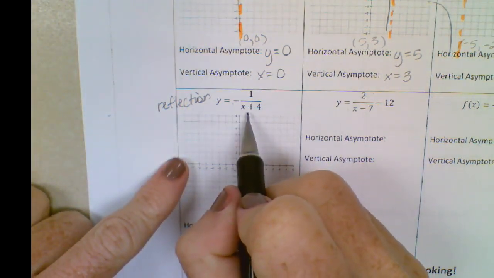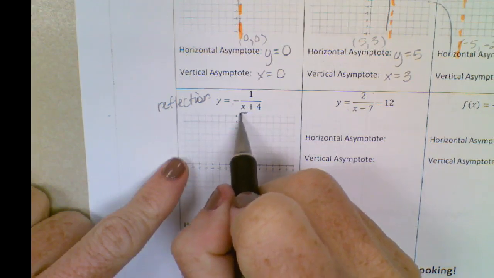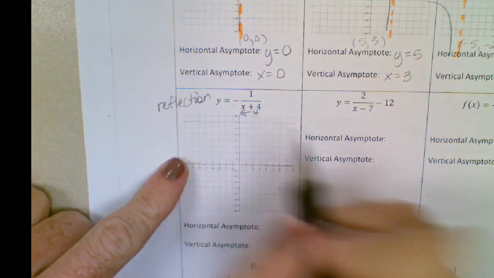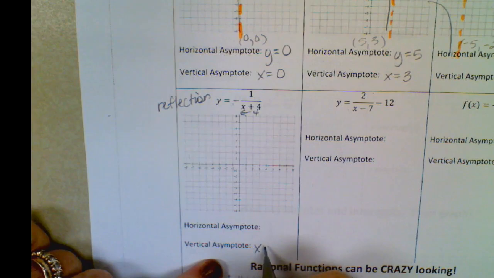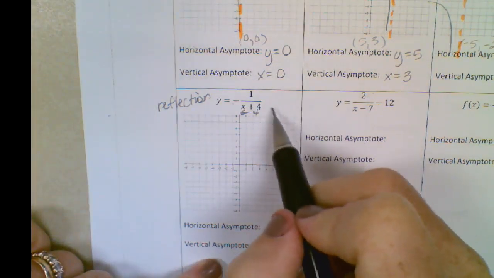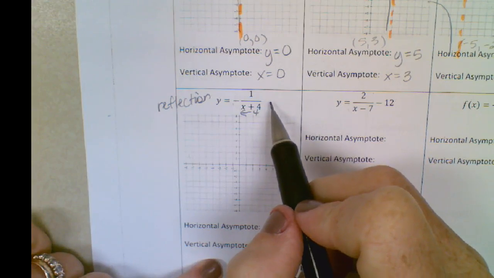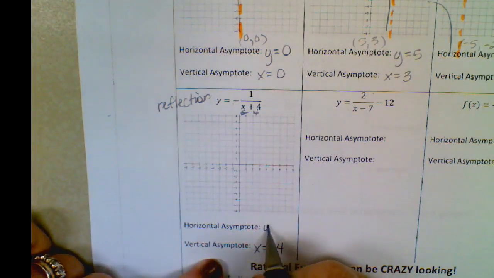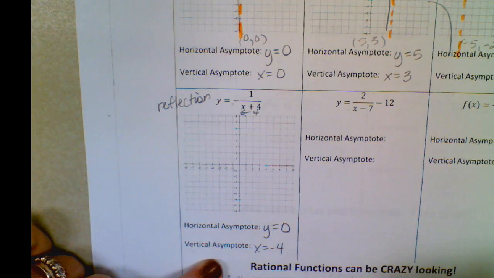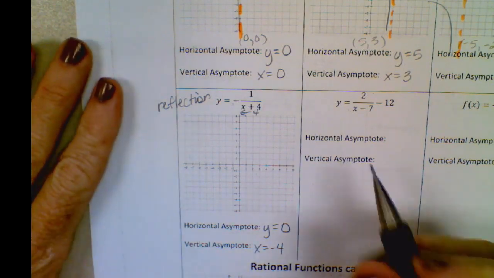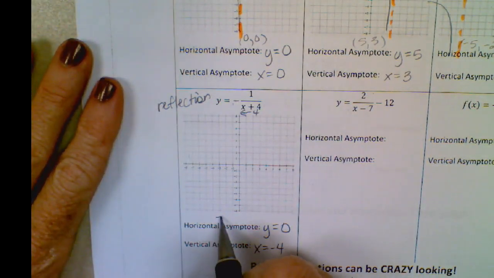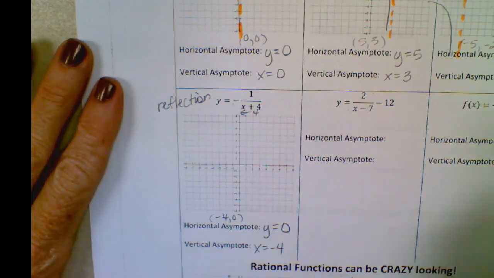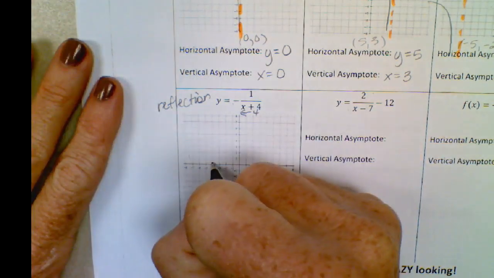So in the denominator I have x plus 4, which means I'm going to have to shift to the left of 4. So my vertical asymptote is at x equals negative 4. I don't have anything being added or subtracted out here, so my horizontal shift is nothing. So my horizontal asymptote is going to be at y equals 0. So my new middle point is going to be at negative 4, 0. So let's go ahead and put that point in.